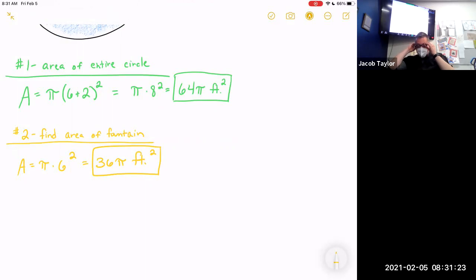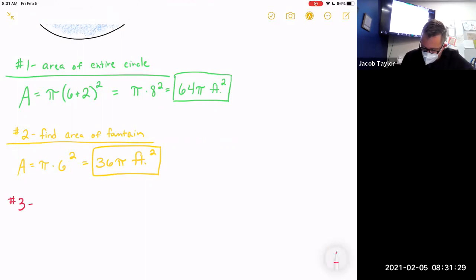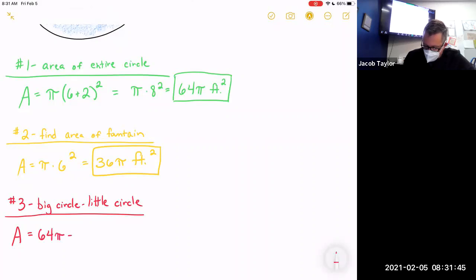So what you're saying is your part. Yep. Step 3, big circle minus little circle. So the area of the path is going to be exactly 64 pi minus 36 pi, which is 28 pi square feet.